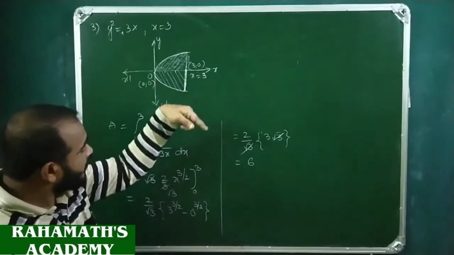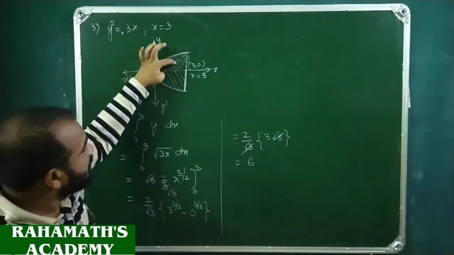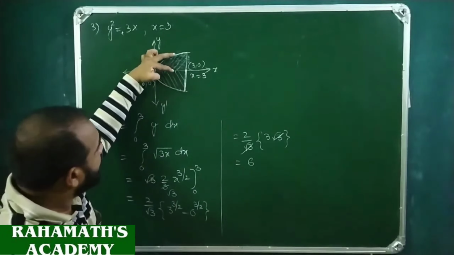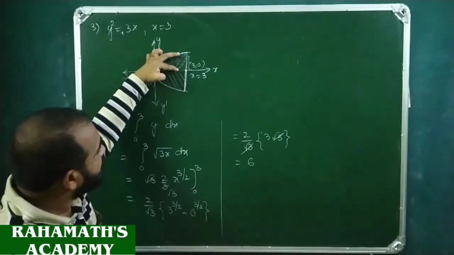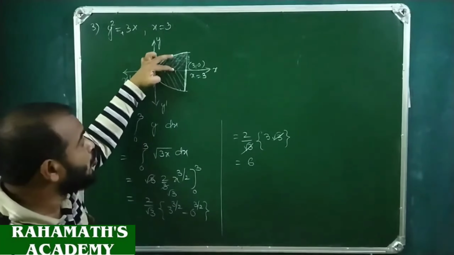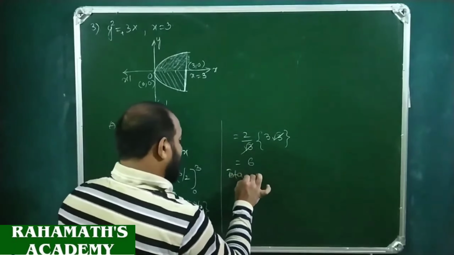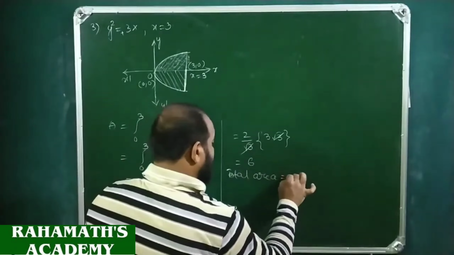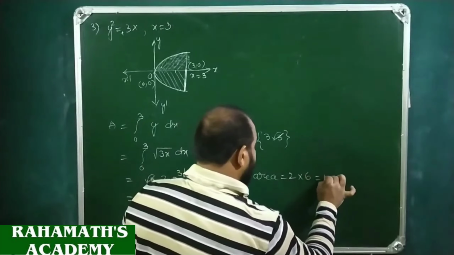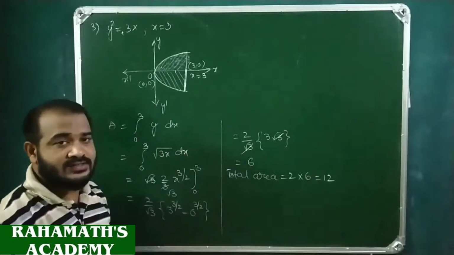To obtain the total area, since it is symmetric about the x-axis, this is the symmetric region and this is the symmetric region. Two symmetric regions we have got. Therefore, total area is equal to 2 into 6, which is 12 square units.